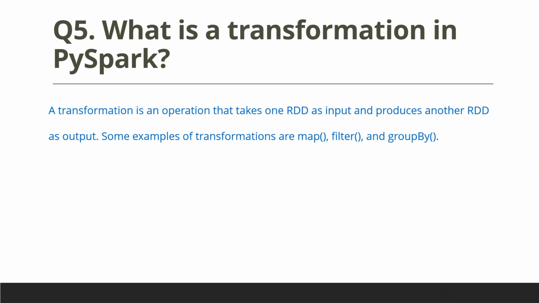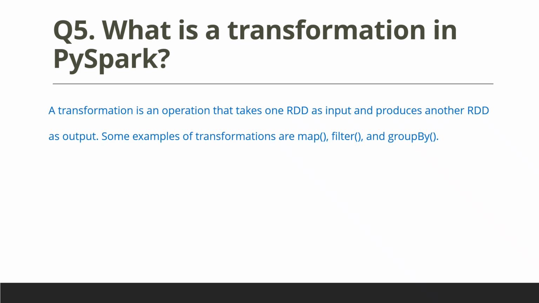And next is: what is a transformation in PySpark? It can be answered: a transformation is an operation that takes one RDD as input and produces another RDD as output. Some examples of transformations are map, filter, and groupBy.